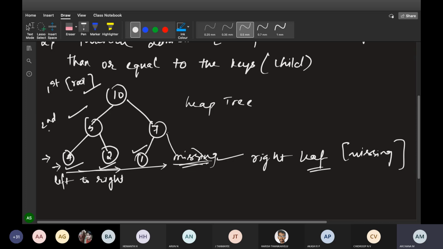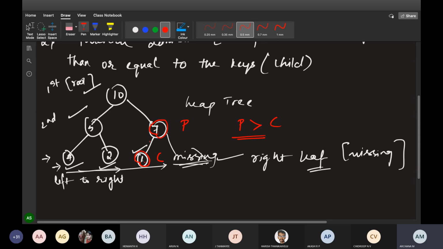This is the first condition I am telling you. Next, when you come to the second condition, look here. This is a parent of this node. For example, 7 is a parent of this child 1. So always see to it that the parent is always larger than the child. This is very important. Look here, 7 is greater than 1, right?